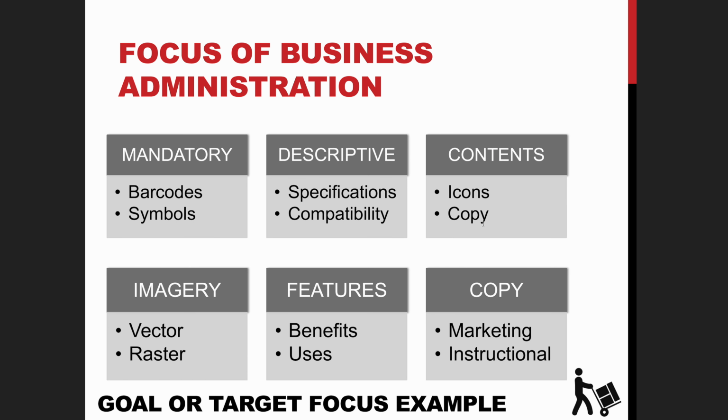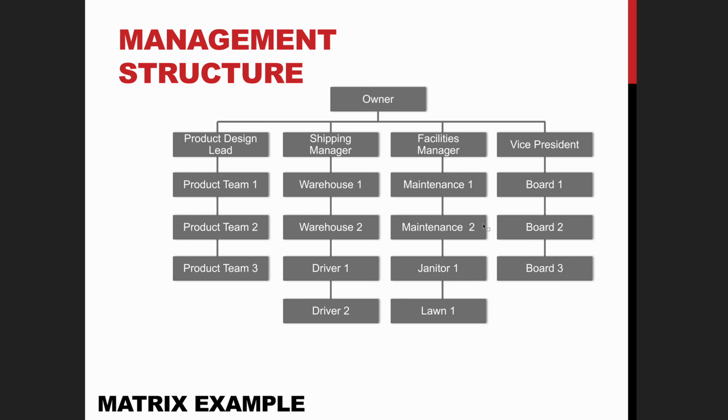Sorry, I think I just pressed the wrong button. There we go. What is the management structure is a good one for a matrix. So you've got the owner, and then you've got all these 4 people that are below him, and then you've got all these people that are below each one of them, right? So that's just a simple example of what a management structure is.